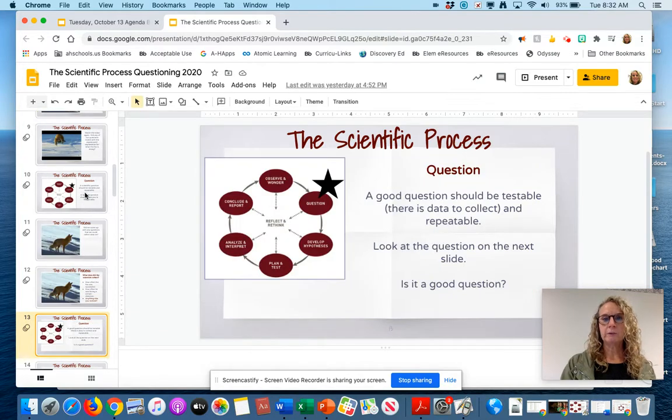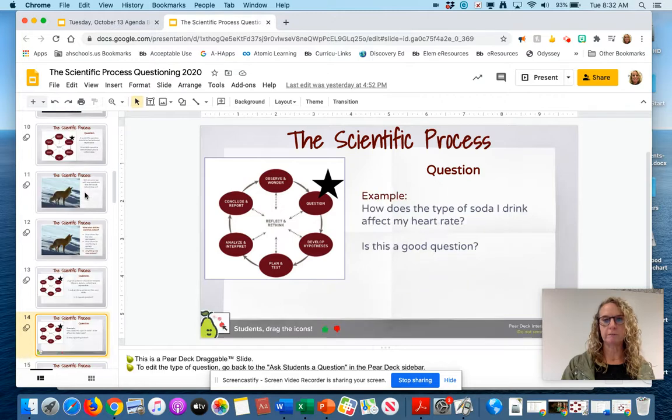A good question should be testable, meaning there's data to collect, and repeatable, so we can do it again and again. So look at the slide on the next question and think to yourself, is this a good question? How does the type of soda I drink affect my heart rate? Do you think this is a good question or not?